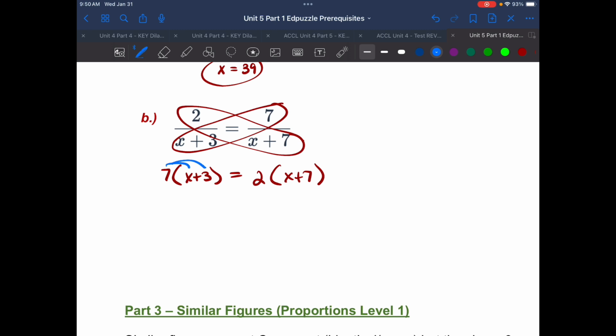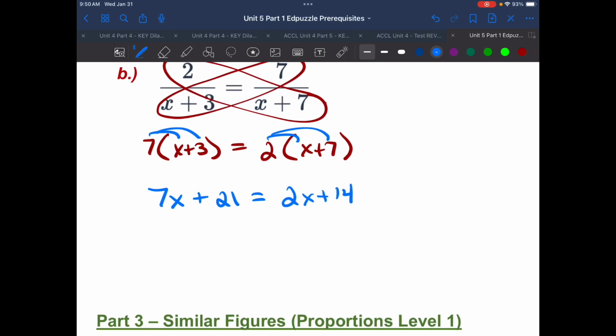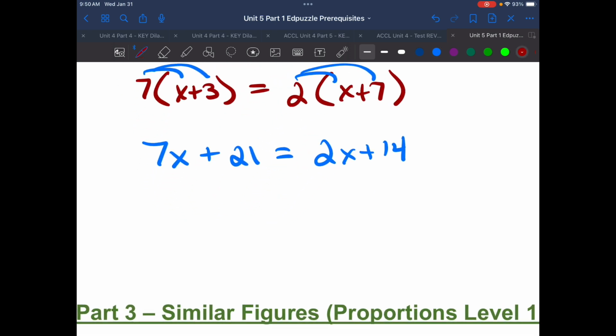All right, let's see what happens. So that's going to be 7x plus 21. Don't forget to distribute. Equals 2x plus 14. All right, now I'm going to speed this up a little bit. I am going to subtract 21 to the left, leaving me 14 minus 21 is negative 7. And I'm going to subtract 2x over, leaving me 5x.